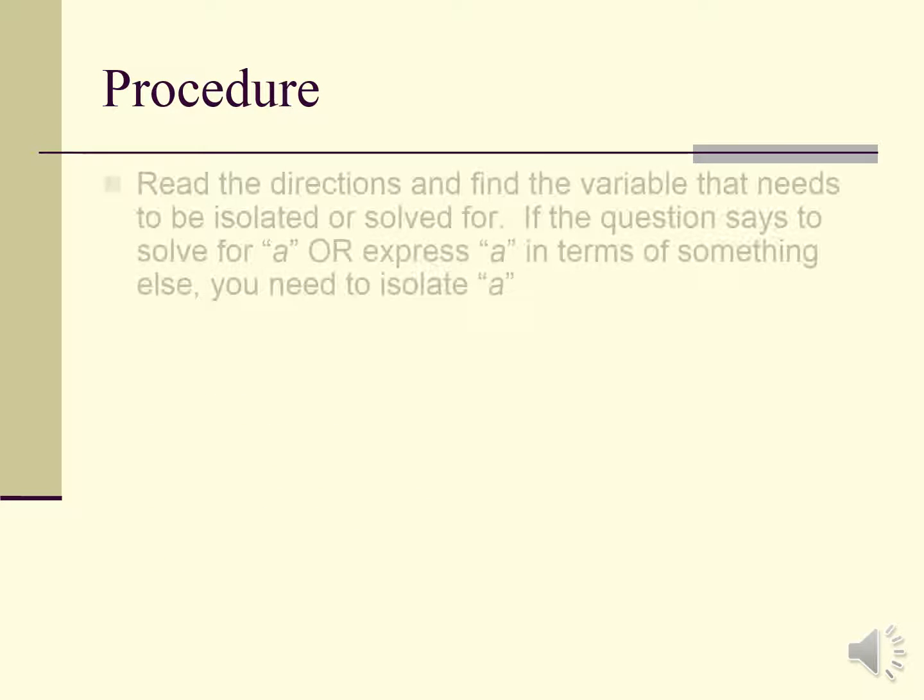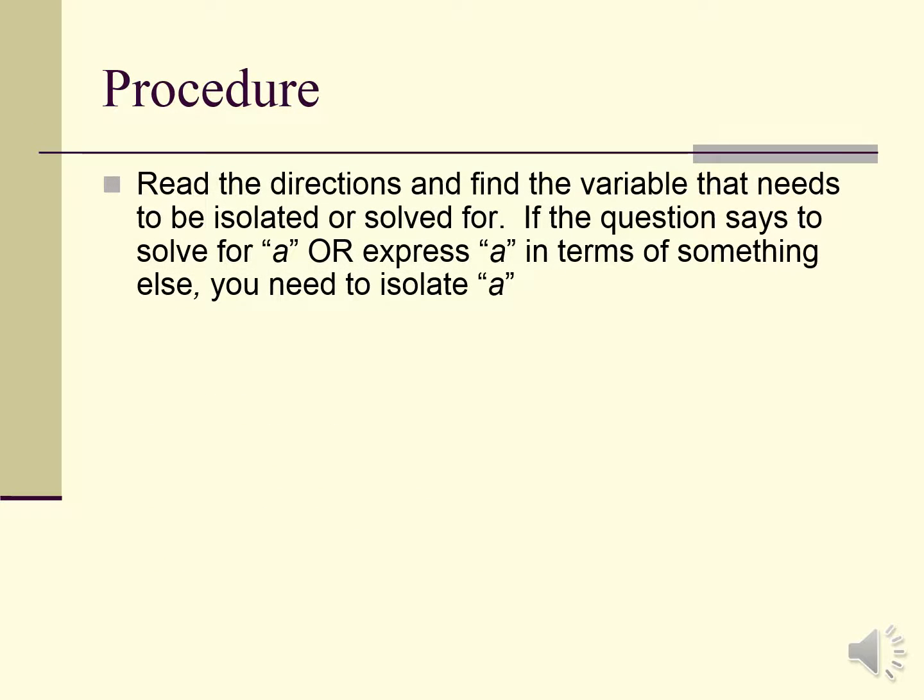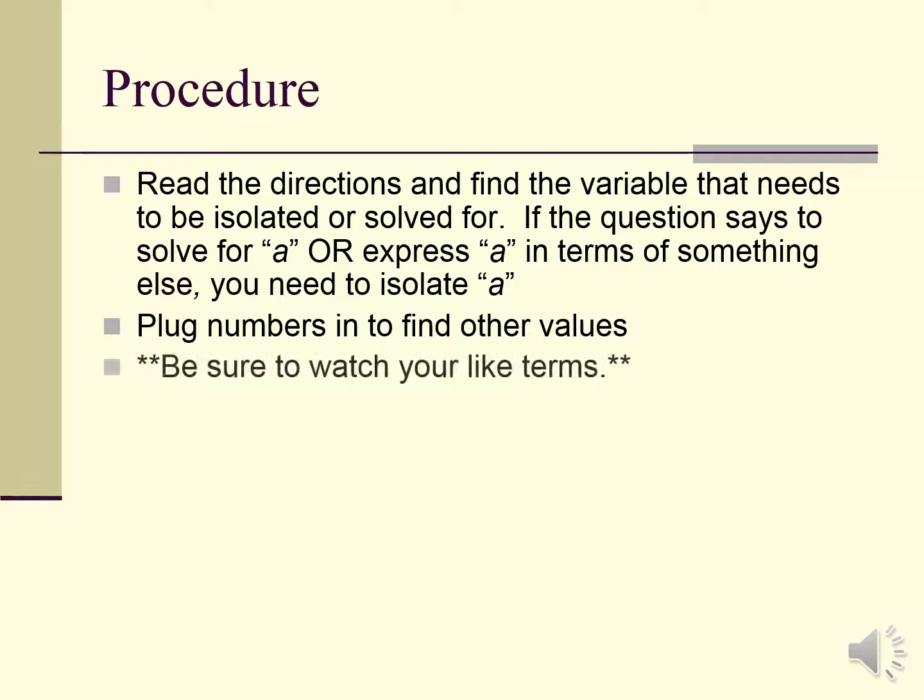Here's your procedure. Make sure you're always reading the directions and find the variable that needs to be isolated or solved for. For example, if the question says to solve for A or express A in terms of something else, A is the one you want to isolate. Plug in numbers to find out the other values that you need. Always be sure to watch any like terms.